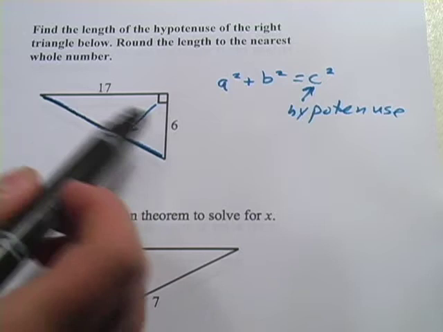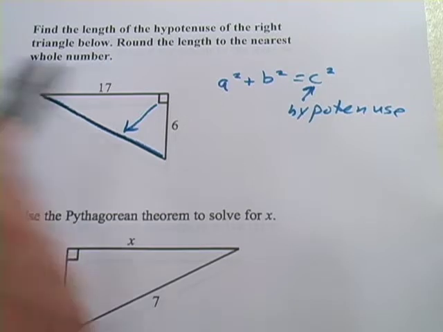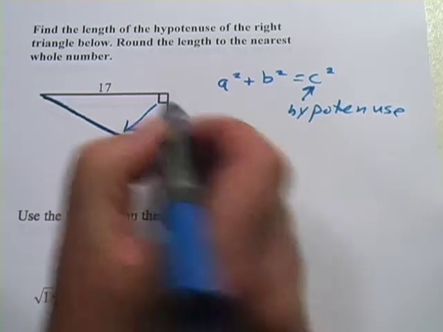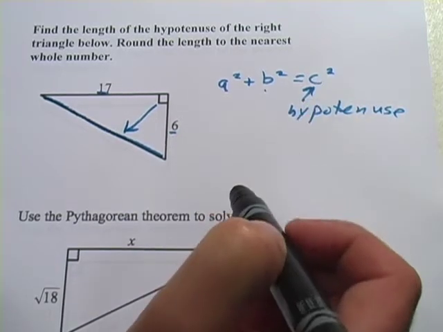The other two sides are A and B. It doesn't really matter which one you put in for A, which one you put in for B. It all comes out the same anyway. In this question, it says find the length of the hypotenuse of the right triangle below and round to the nearest whole number. So what I'm going to do is take 6 and 17 and plug them in for A and B and then solve for C.